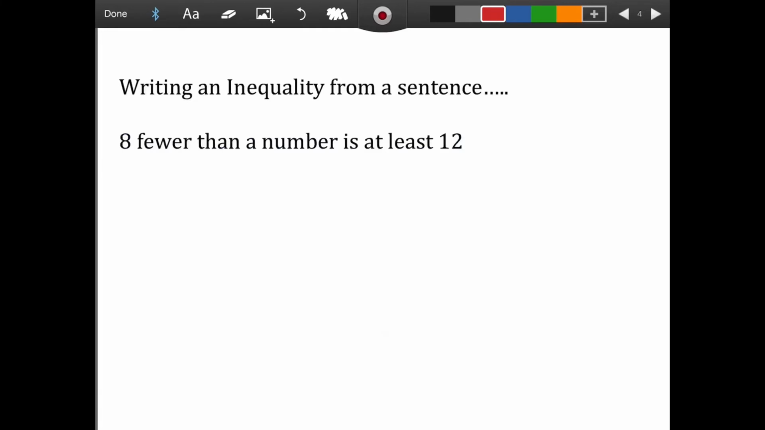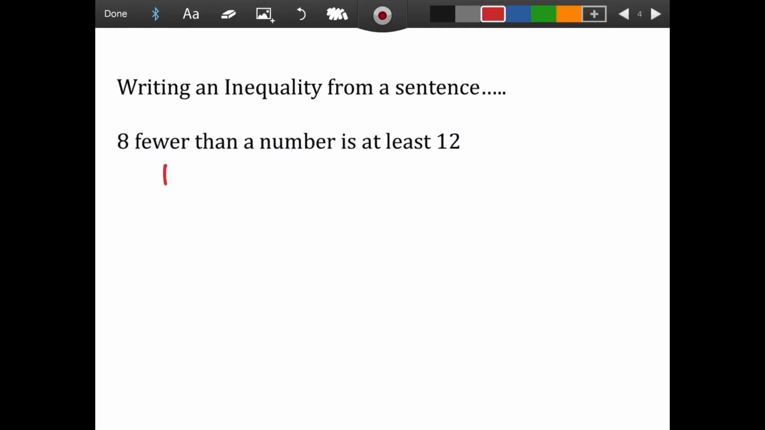So let's start today by writing an inequality from a sentence. 8 fewer than a number is at least 12. We're going to create an inequality, but the first thing we need is a variable. So let's say let n be a number. You can define any variable. You can use x or y. You can use m. Just make sure that you define that variable so we know what you're talking about.